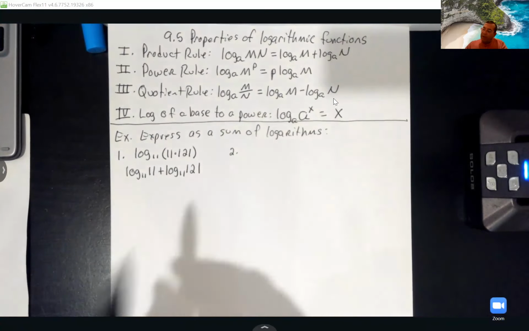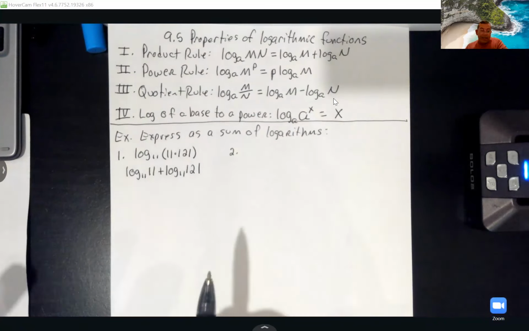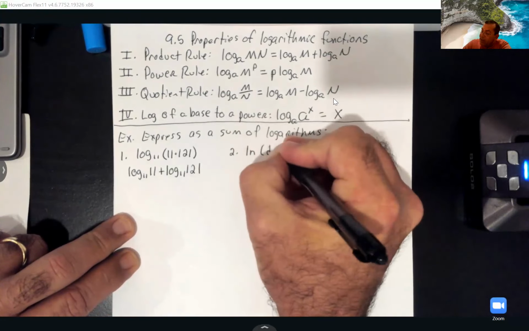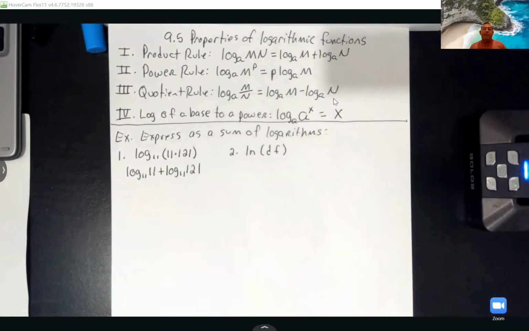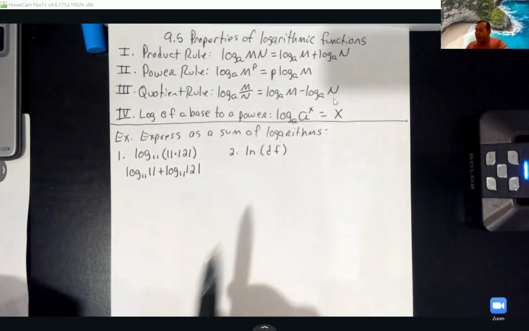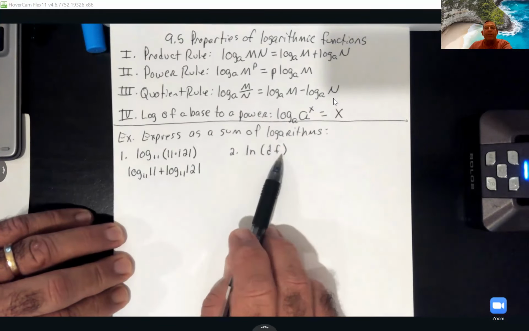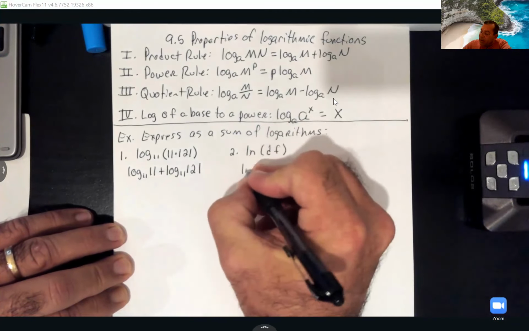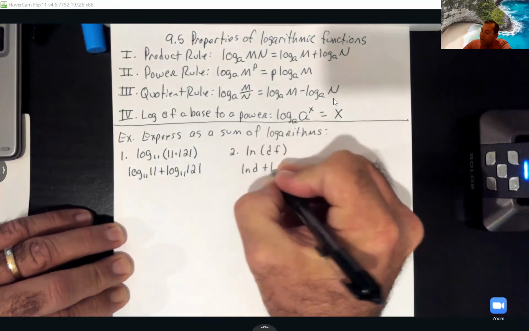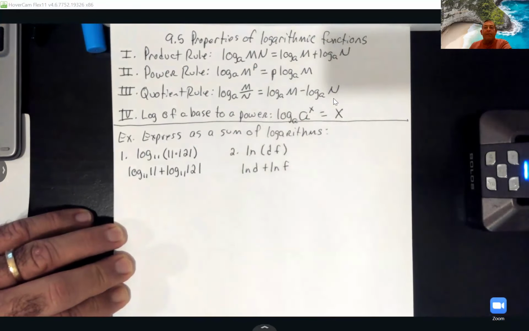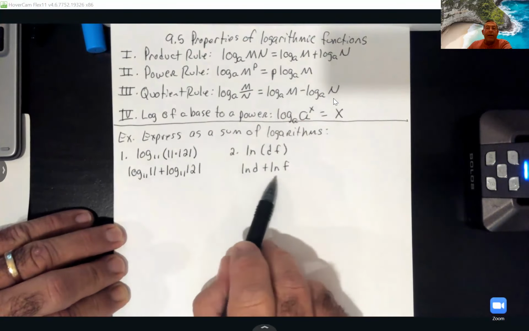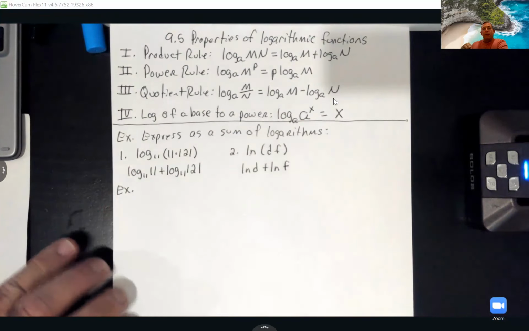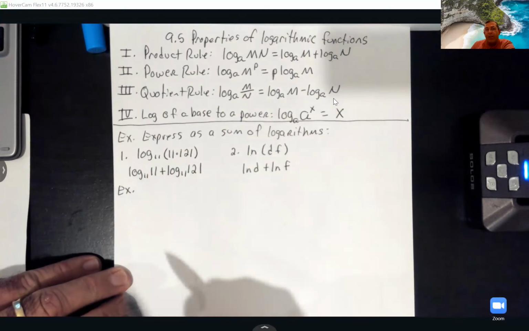Now you'll notice they switch between logs and ln's on these problems. So this one has a ln of d times f. Same thing. I'm going to distribute the ln to both factors and rewrite it as a sum. So I'm going to get a ln of d plus the ln of f. All right, I got a sum, so we're done with that one. These properties aren't bad once you get used to them, okay?